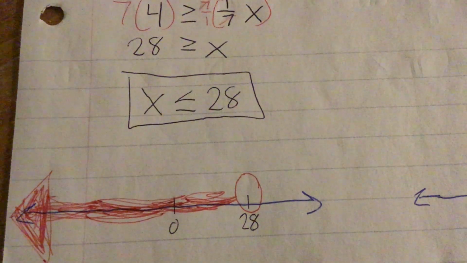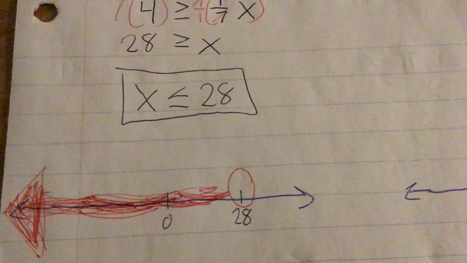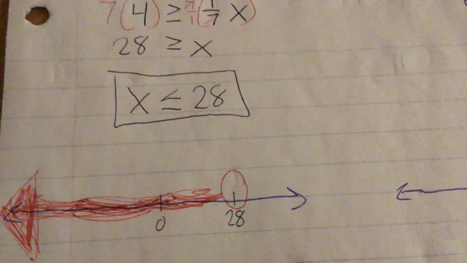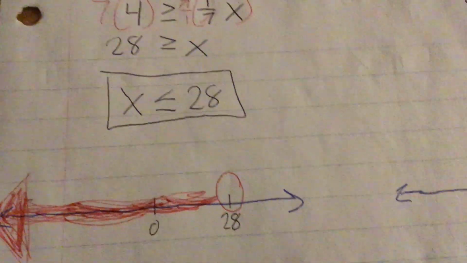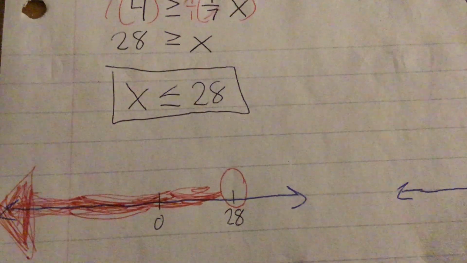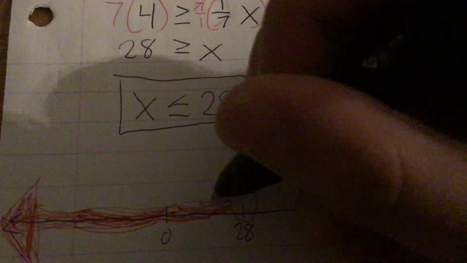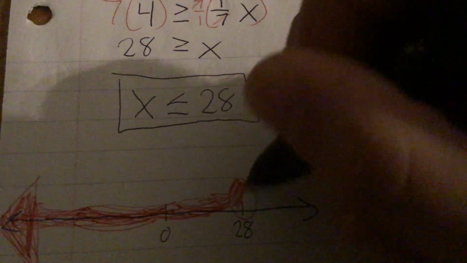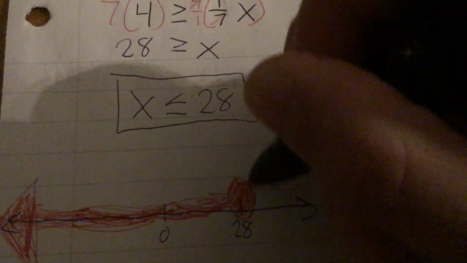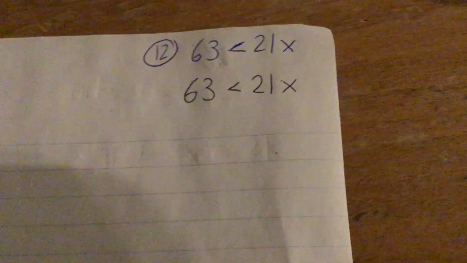And because the solution set says x is less than or equal to 28, is 28 actually invited to the birthday party? Yes, 28 is invited to the solution set birthday party, so we fill that dot in. Make it obvious. Okay. All right, second problem.